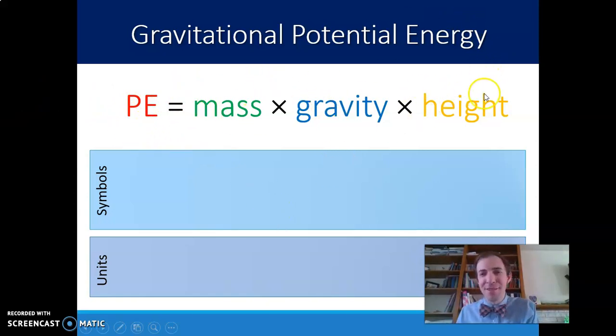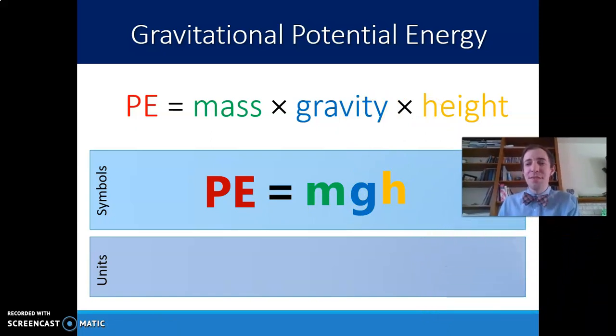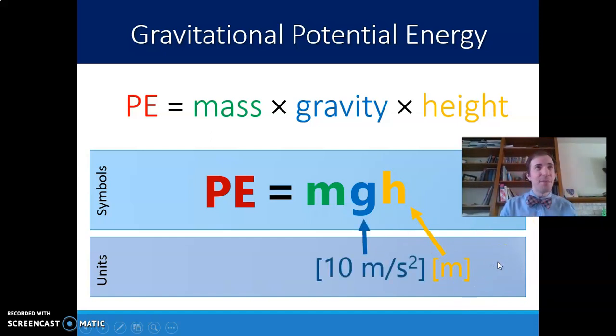Again, we don't usually write this formula in words. Instead, we write it in symbols. So we say PE for the potential energy is equal to mass is m, gravity is g, and height is h. Now, each of these has its own units as well. Height, we will typically measure in units of meters. Gravity, we've actually seen before in a couple different units now, for force and for motion. Gravity is the acceleration of gravity, or 10 meters per second squared.